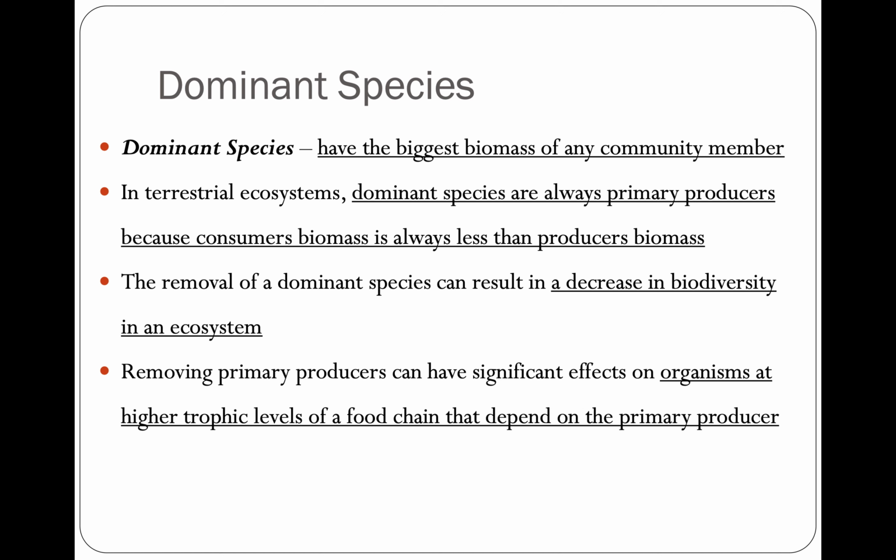Removing primary producers can have significant effects on organisms at higher trophic levels of a food chain that depend on the primary producer. So that kind of makes sense, right? Similar to that bottom-up regulation.